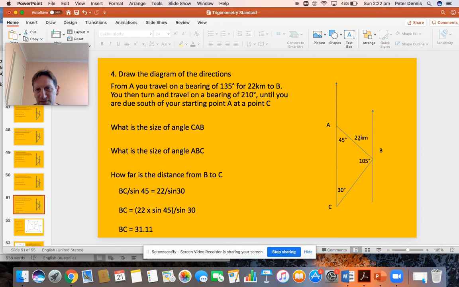Does that sort of make sense? Opposite the 30 is the smallest side. Opposite the 45 is a lot. That sort of makes sense. It looks pretty good from our diagram. Perfect. And then it's just a case of what degree of accuracy. Do they want it to 1 decimal point? Put in some units, 31.11 kilometers, things like that.